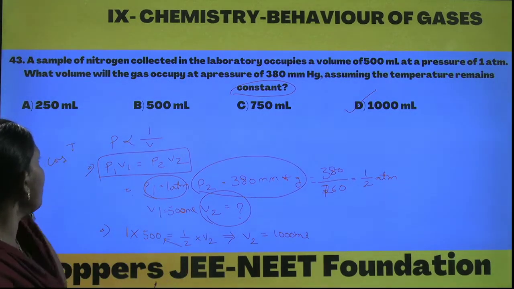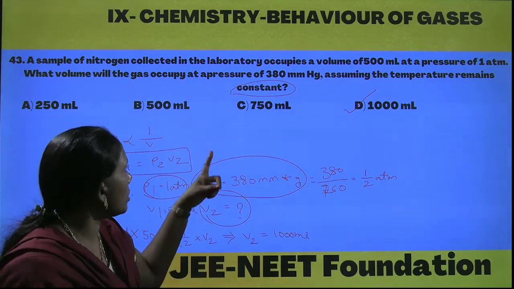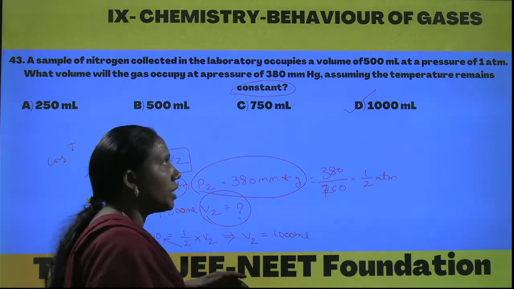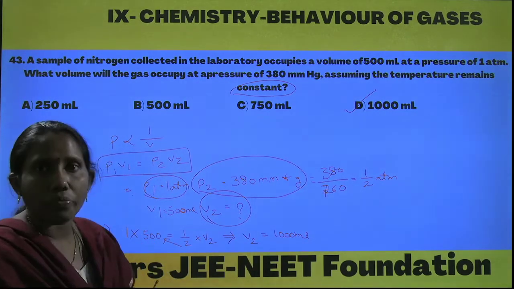First option is 250 ml, no. Second option is 500 ml, but we got 1000. C option is 750 ml, we got 1000. So I will go with the D option because that is 1000 ml. Okay. Let's go to the next question.